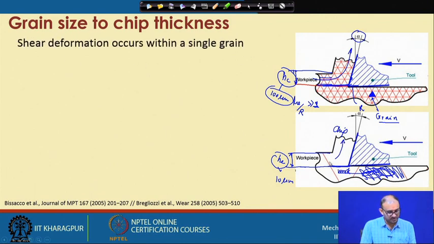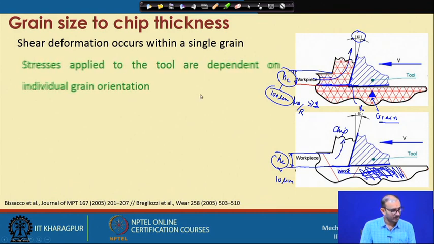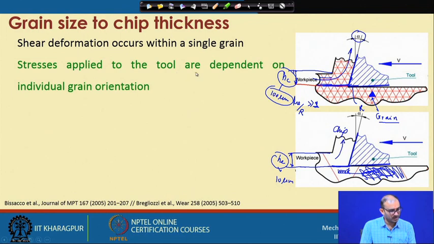So what is this? The shear deformation occurs within a single grain. That is what is happening in this particular case. Stresses applied to the tool are dependent on the individual grain orientation. Now we know that this shows a very ideal situation, where all grains are oriented and put together in a particular fashion, but that is not going to happen. This type of arrangement will not be available when you actually cut different materials.